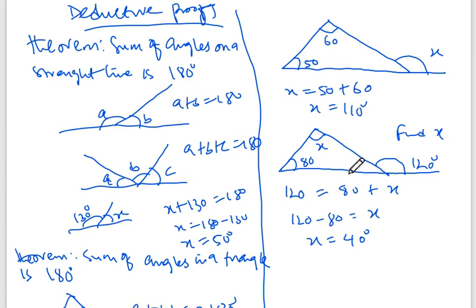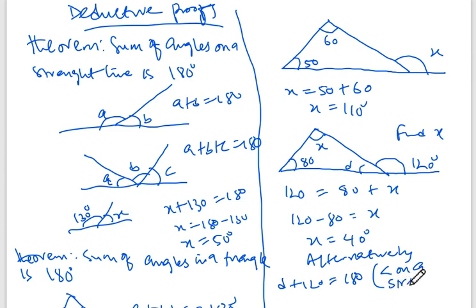And the alternative way of doing it is to get this angle first. This is a straight line, so let's call this angle D. So D plus 120 is equal to 180, since the sum of angles on a straight line is 180. So D is equal to 180 minus 120, which is equal to 60 degrees.